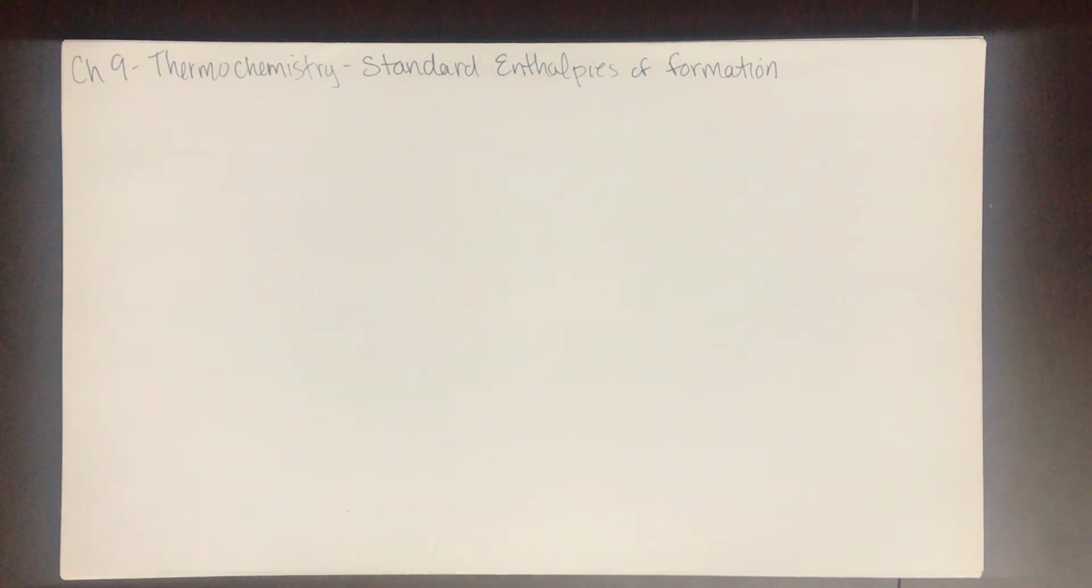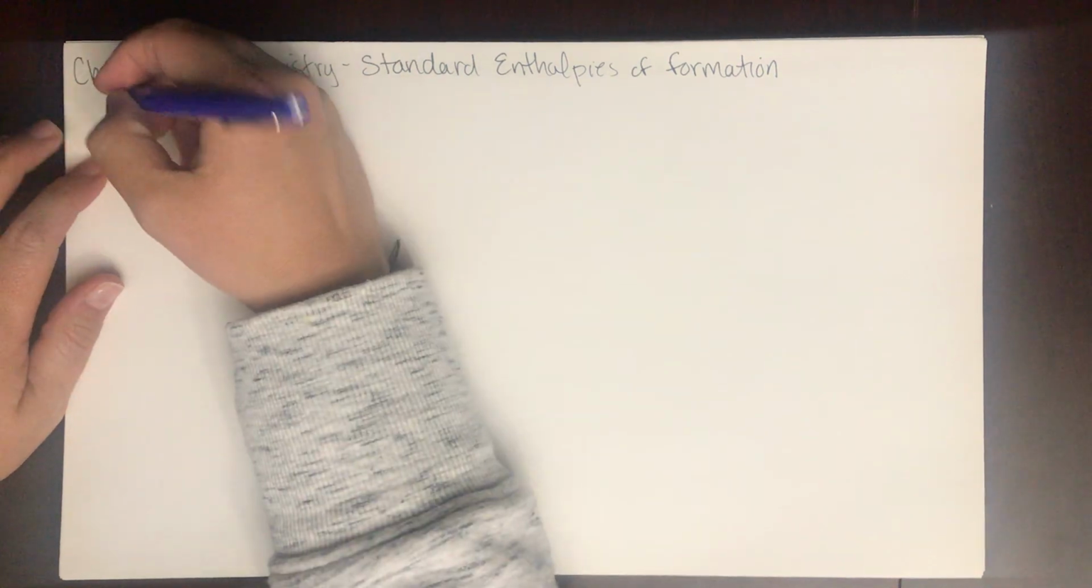Okay, so let's talk about standard enthalpies of formation. We are working our way through Chapter 9 in Thermochemistry, and so far we have learned 2 ways to determine the enthalpy change in a chemical reaction. There's 3 ways that we can do it.